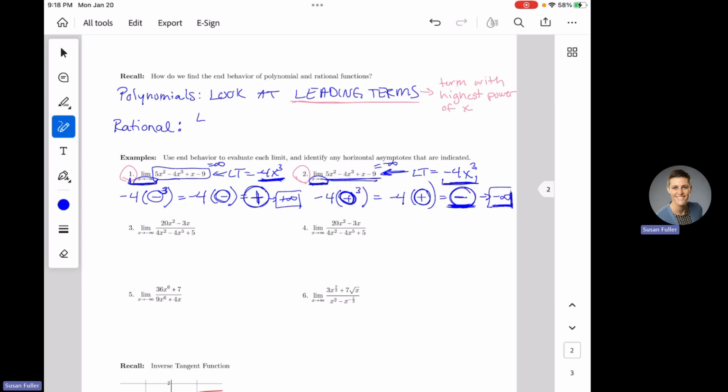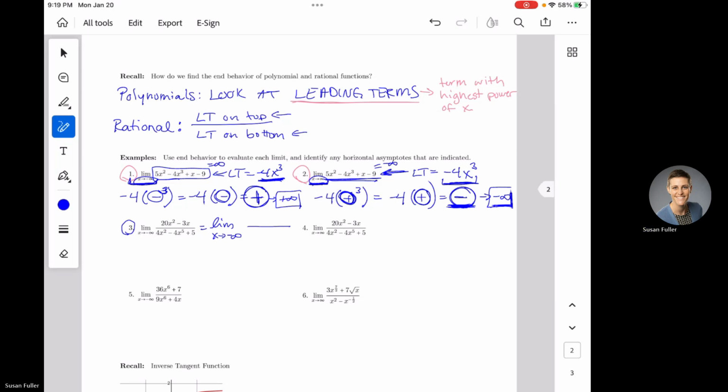So what we're going to do is we're going to do the leading term on top over the leading term on the bottom, and we're going to see where that goes. So we're going to look at that whole thing. So let's come to number 3. The limit as x approaches -infinity of all of this is going to be the limit as x approaches -infinity of the leading term on top over the leading term on the bottom.